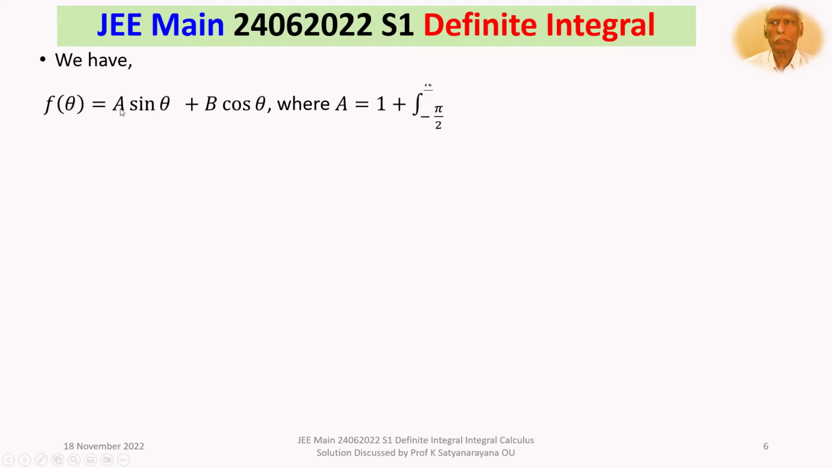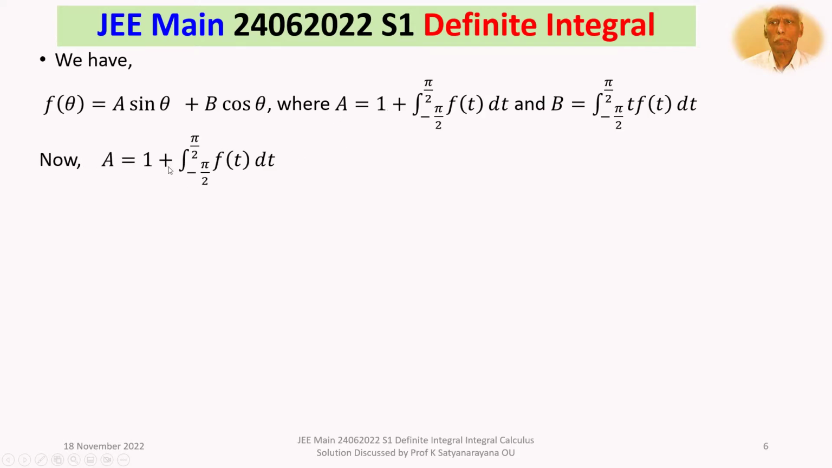We have f of theta, a sine theta plus b cos theta, where a is given by this and b is given by this. Now I will evaluate what is this a. Now a is equal to 1 plus integral minus pi by 2 to plus pi by 2 f of t dt. F of theta is a sine theta plus b cos theta. Therefore f of t will be a sine t plus b cos t. Substitute. So it is 1 plus integral minus pi by 2 to plus pi by 2, f t is a sine t plus b cos t. Now integrate with respect to t.